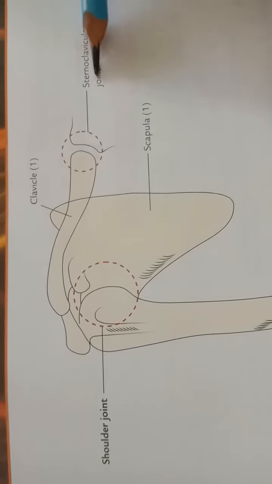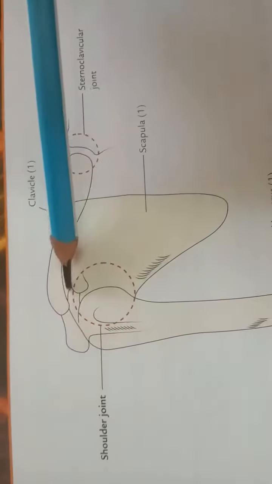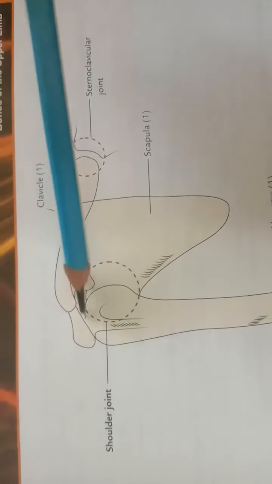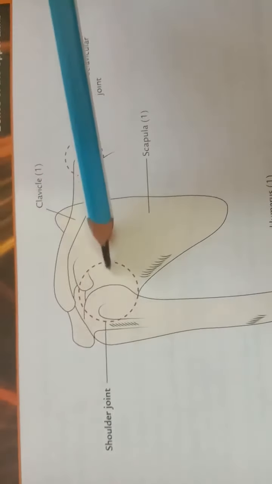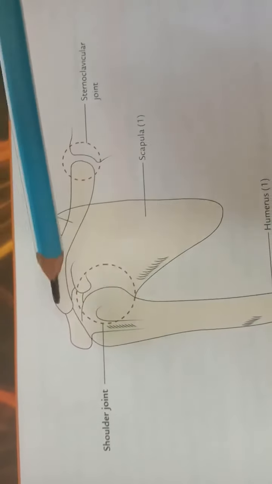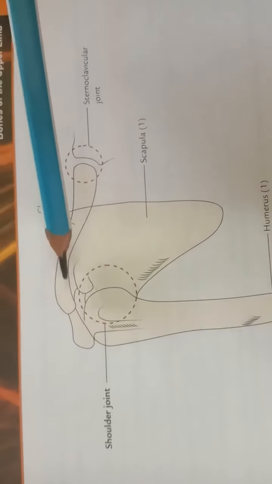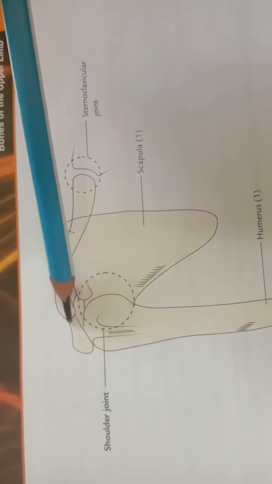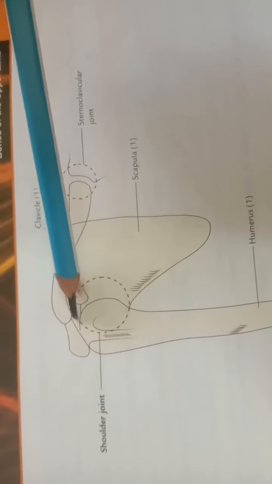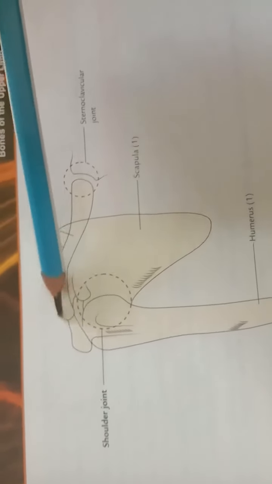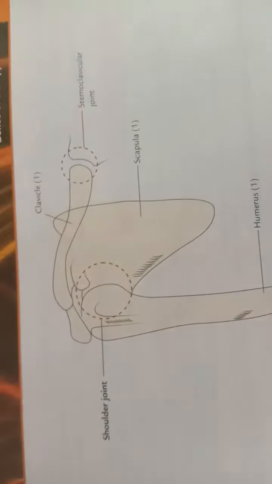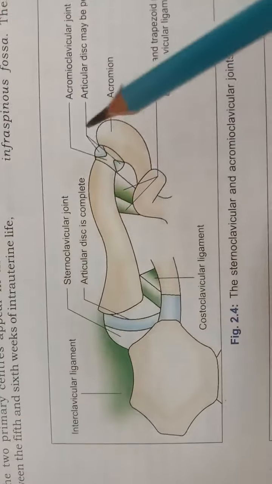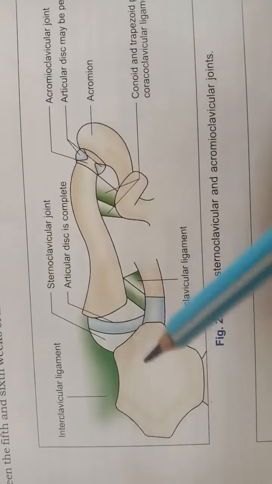So here you can see the lateral end, which joins with the acromion process of the scapula. Here you can see the scapula and this is the acromion process, and this lateral end joins with the acromion process to form the acromioclavicular joint here. That is the attachment of the clavicle.